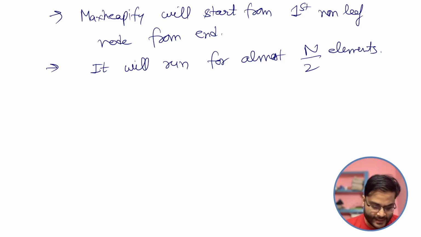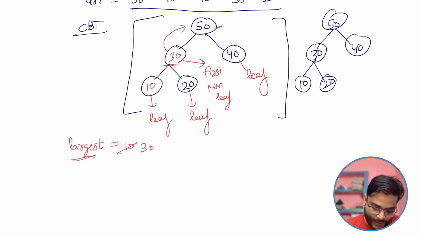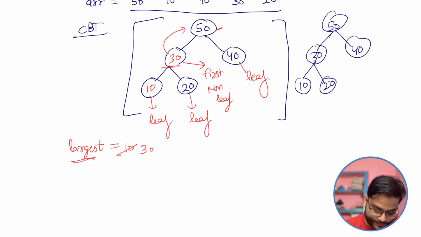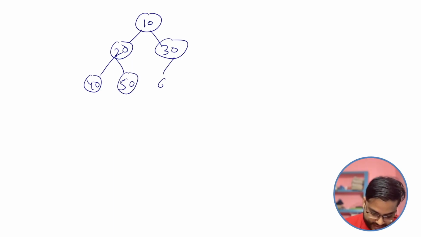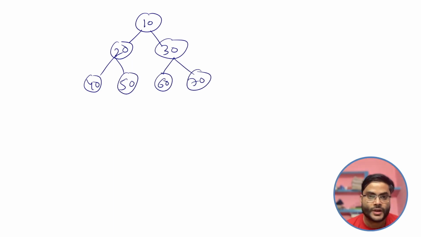Now how much time does the Max Heapify method take? Let's see what can happen at max. Let's take one example. Let's say it is 10, 20, 30, 40, 50, 60, 70. We will start our Max Heapify method from the first non-leaf node. This is a leaf, this is a leaf, this is a leaf, this is a leaf. 30 is the first non-leaf.